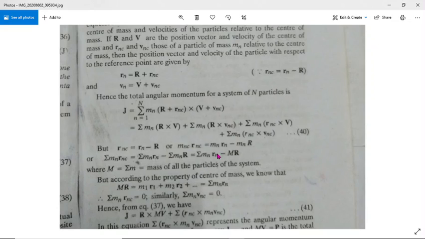From the center of mass we can write M1R1 plus M2R2 plus so on as summation Mnrn. So this becomes capital M capital R. So this becomes 0. That is, summation Mnrnc equal to 0. Similarly, you can also prove that summation Mnvnc equal to 0.